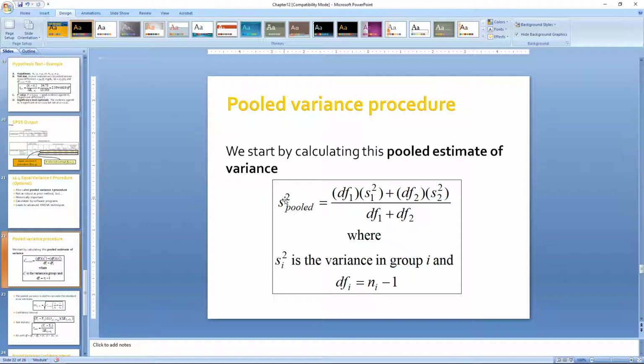Remember, we have s squared, so if we were to take the square root of this, we get our standard deviation. Before you take the square root, s squared will be our variance. So our pooled variance equals the degrees of freedom from group 1 multiplied by the variance of group 1, plus the degrees of freedom of group 2 multiplied by the variance of group 2, divided by degrees of freedom 1 plus degrees of freedom 2, where s squared i is the variance in group i, and your degrees of freedom equal n i minus 1.